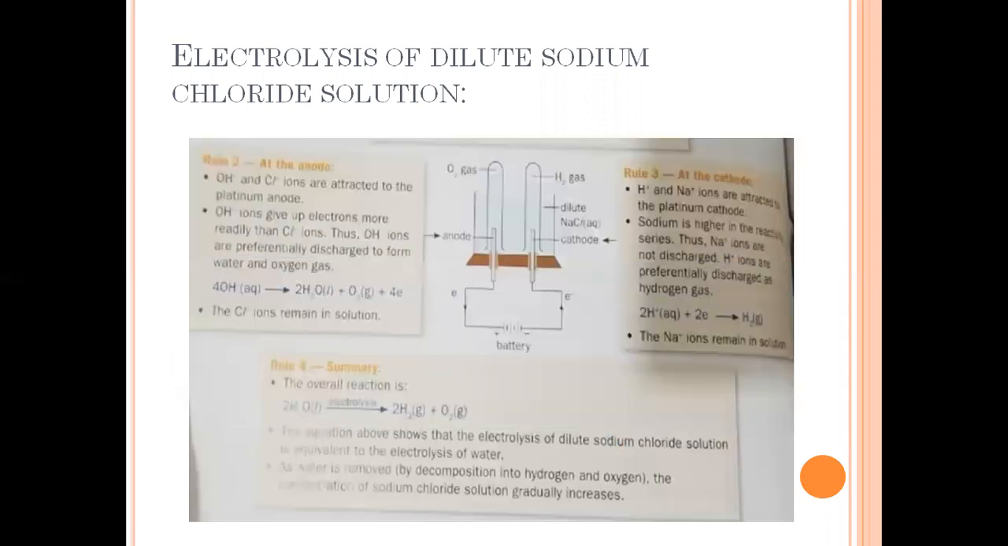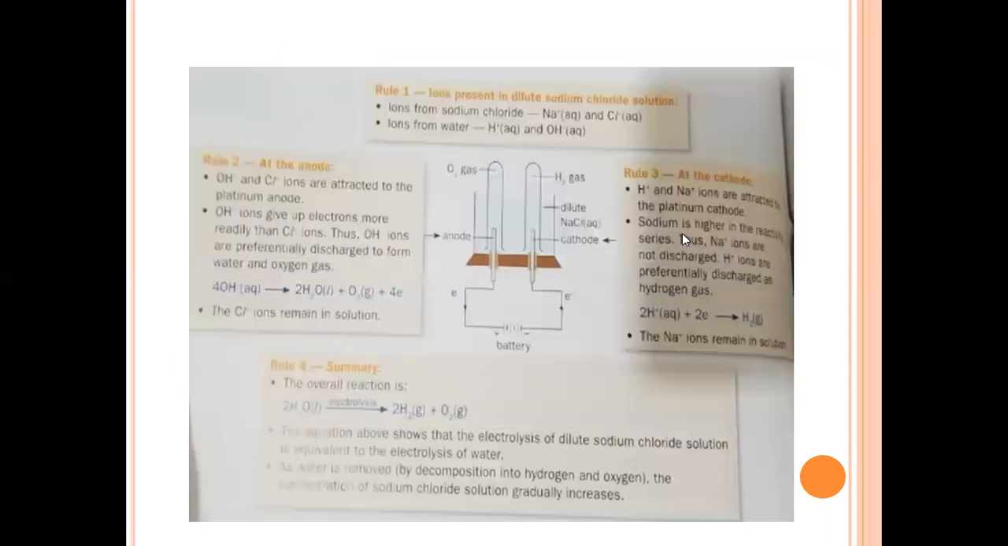Then we will discuss what happened. The very first rule is to identify which anions and cations are present in our electrolyte. So we identify that in the dilute solution of sodium chloride, sodium and chloride, hydrogen and hydroxide ions are present in this solution. What happened at the anode? It's our second rule, in which we check what happened at the anode. As we know, there are two anions, OH negative and Cl negative, present there.